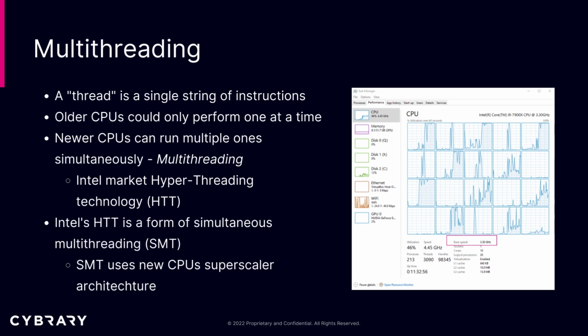Now, in the Intel market, their multi-threading technology is the hyper-threading technology, or HTT. Intel's HTT is a form of simultaneous multi-threading, SMT, which uses a newer CPU. This technology can have multiple instructions operating on separate data in parallel. HTT shows itself in the Windows 10 Task Manager graphs as twice as many CPUs as the system has cores. So if you see, for instance, in our example here in the image, it has 10 cores, but it also has logical 20 processors. That's that multi-threading working.